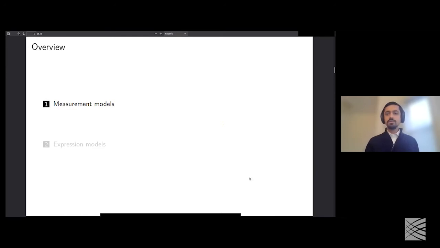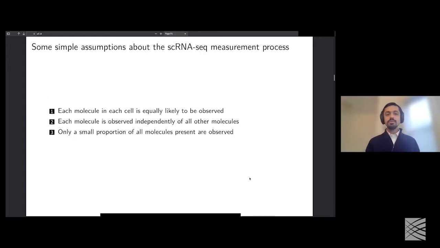So I want to begin with some very basic assumptions about the measurement process in single-cell RNA-seq. And those assumptions are, first, that each molecule in each cell is equally likely to be observed. This is ignoring the fact that some molecules came from different genes and genes had different relative expression levels. I'm just talking about, I have a pool of, let's say, 1 million RNA molecules. And in the measurement process, I'm going to go into this pool and pick one of the molecules to observe.